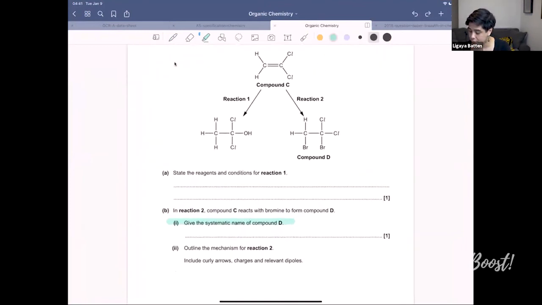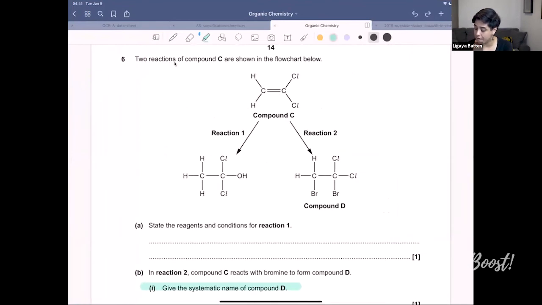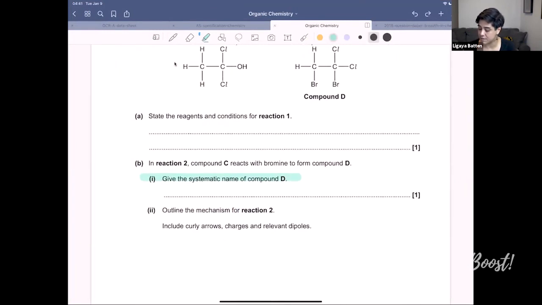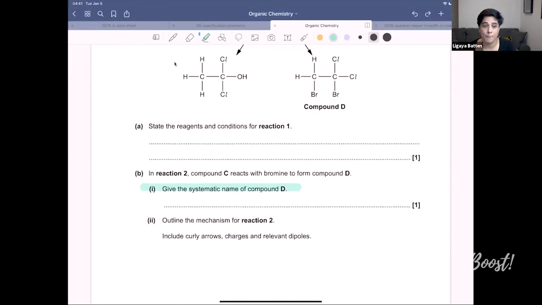So here we go. We've got some information about 2 reactions of compound C, and it's given us a compound D that it's now asking us to name. So it wants us to give the systematic name for compound D. Again, we can see we've got 2 carbons in the main carbon chain. So that's going to be an ethane of some sort. But then we have 2 chlorines, and they're both on this right-hand carbon. And then we have 2 bromines, one on each of the other carbons. Okay, so we want to name the carbons so that we have the smallest numbers. So we're going to name from this side, that's 1 and that's 2.